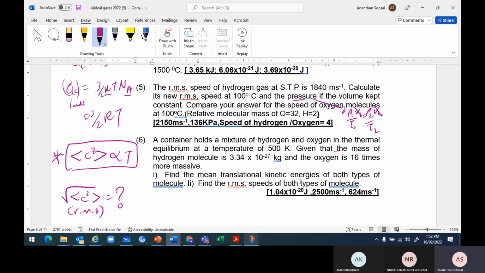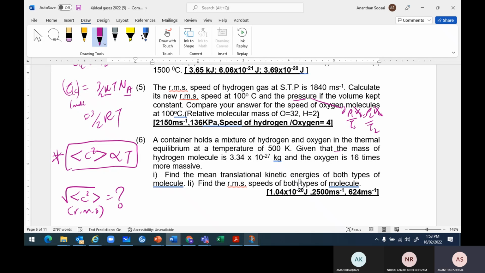Just the last part. Question 6. We'll do next class. Get the last part. Compare the speed of the hydrogen with the speed of oxygen at 100 degrees Celsius. So in this room got oxygen and hydrogen gas. Okay, which is faster? Oxygen faster or hydrogen faster? Of course, hydrogen going to be faster, right?